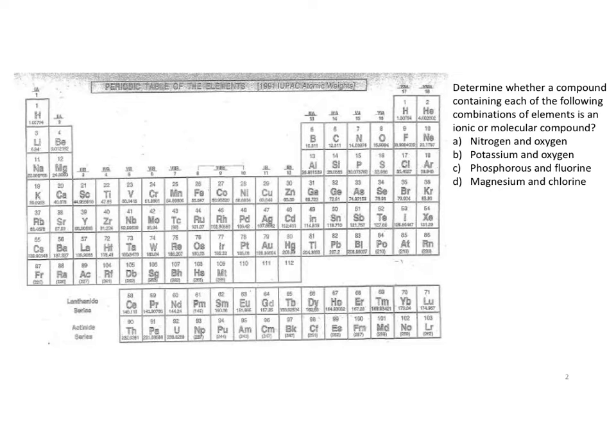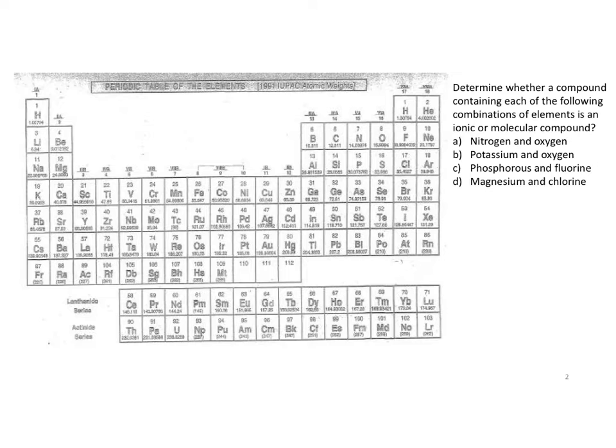Okay, so in Chapter 3, we're going to be doing a lot of naming. So we're going to work some problems here. I like to have my periodic table out when I'm naming compounds. Determine whether a compound containing each of the following combinations of elements is an ionic or molecular compound.